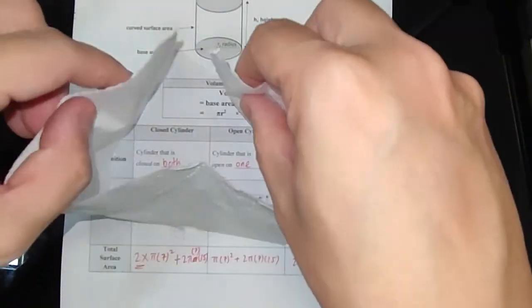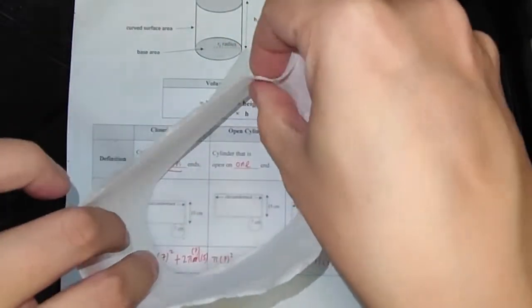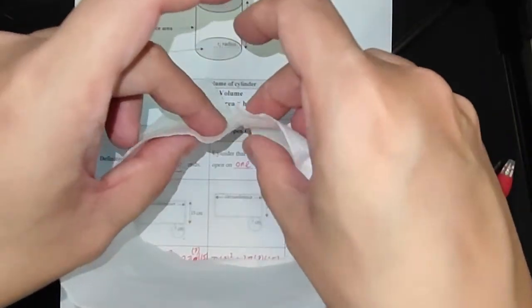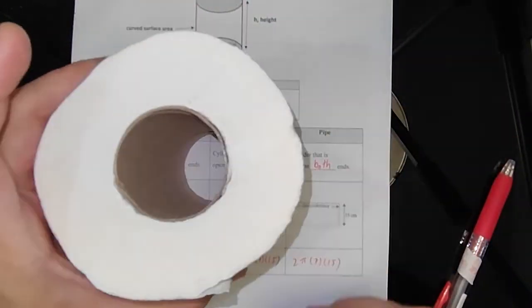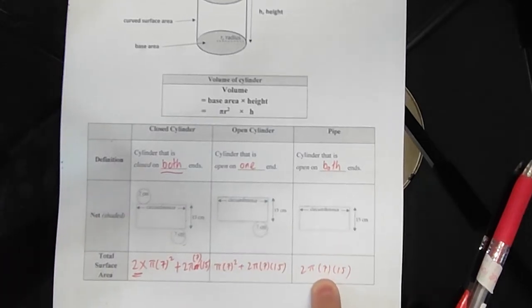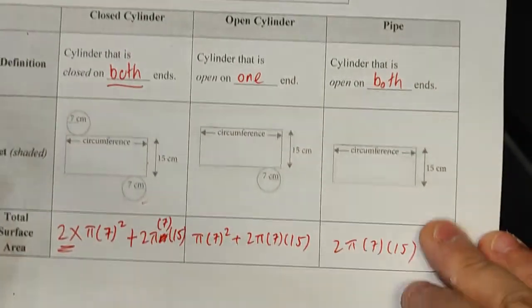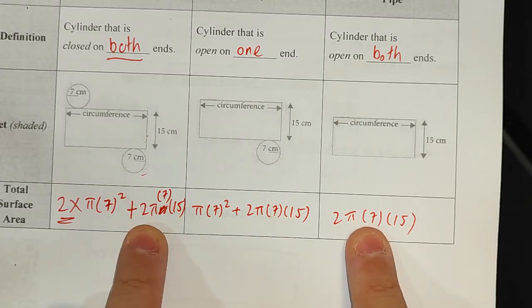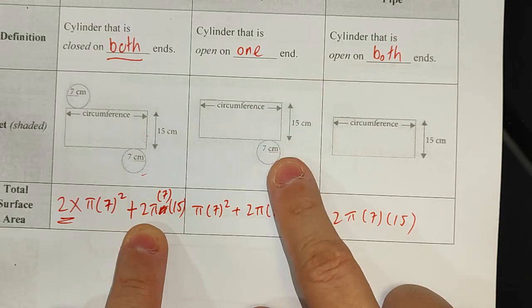If I fold it back into my toilet roll, circular, now my length is actually the circumference of the toilet roll. My circumference is 2 pi r. Let me zoom in now. You see over here, my circumference is 2 pi r, 2 times pi times 7, where 7 is the radius.